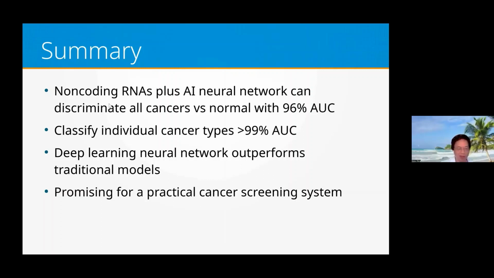So in summary, non-coding RNA plus an AI model can discriminate all the cancer types at 96%, individual cancer types at 99%, and the AI model is of course better than the traditional model. And I promise a practical cancer screening system that may work very well at the population level for all cancers. Okay, thank you for your attention, and I'm happy to take your questions.